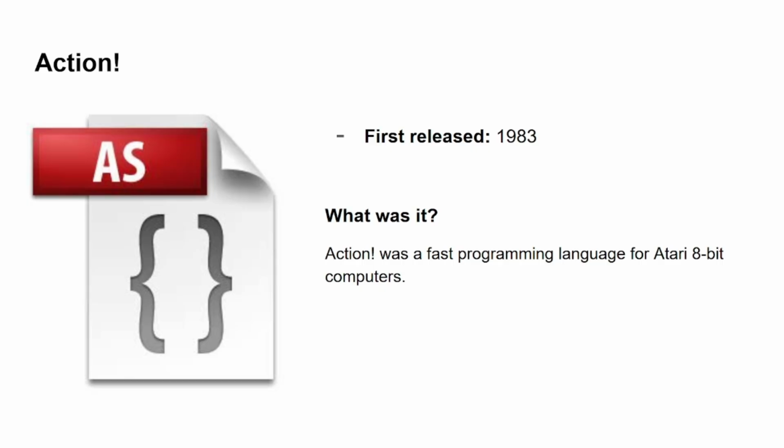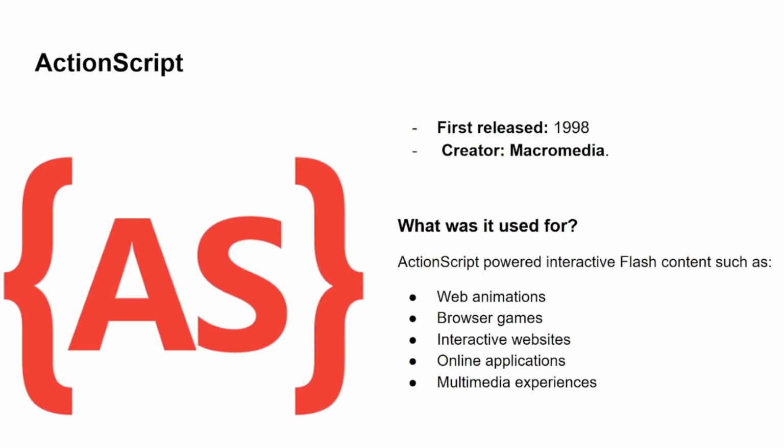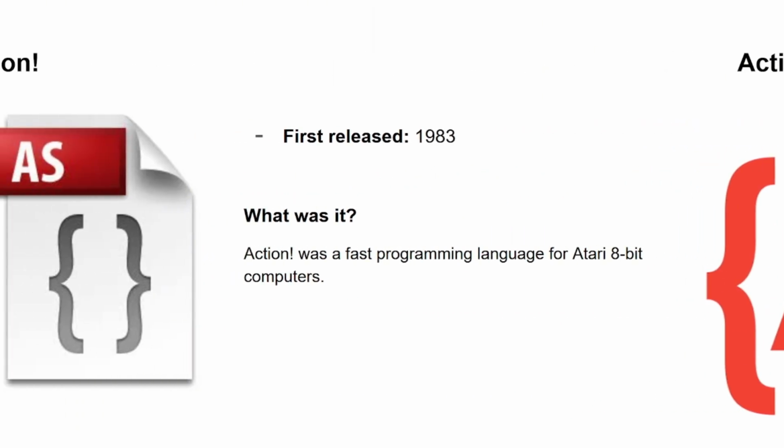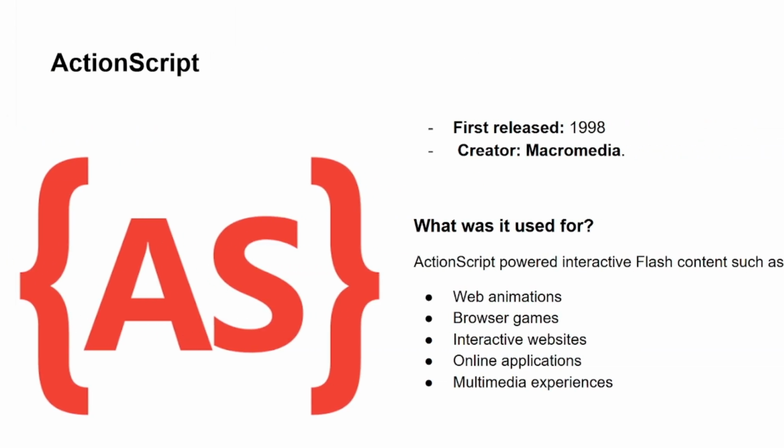Now here's one where I want to slow down for a second. Action. It was first released in 1983. And I have to be upfront with you, the actual creator of this one just isn't clear from the sources I have. So instead of guessing or throwing out a name that might be wrong, I'm going to leave that part open until it's properly verified. What we do know for certain is what the language actually was. Action was a fast programming language built for Atari 8-bit computers.